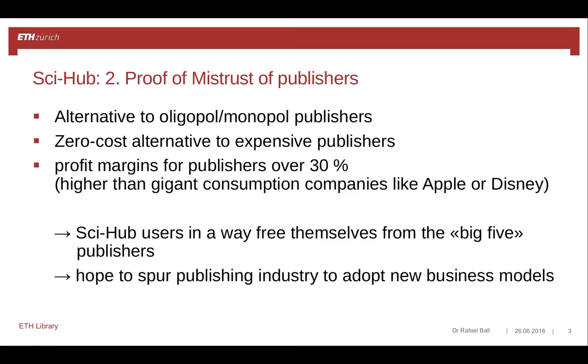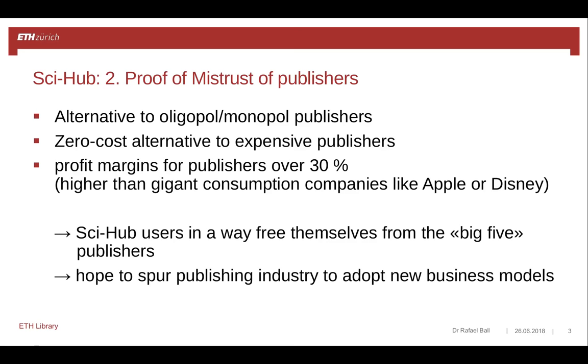So a proof of mistrust of publishers, of course, because we need alternatives to the monopoly or the oligopoly situation in the publishing market. The big five or the big three take everything we have. This is a big problem, actually. We spend a lot of money for it. The profit margin is very high.